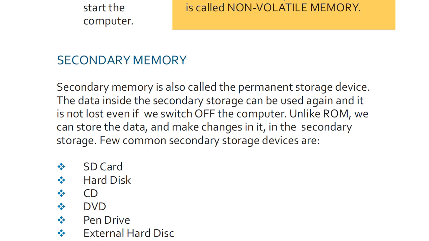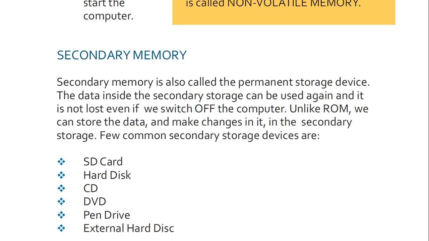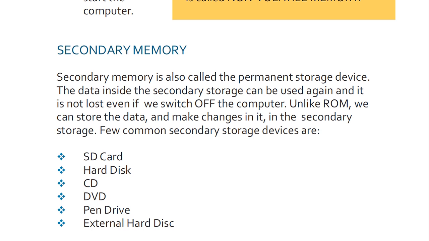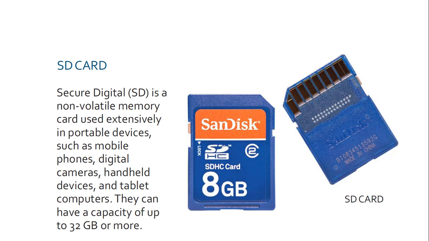Okay students, what are the storage devices in secondary memory? We can see SD card, hard disk, CD, DVD, pen drive, external hard disk, all those things in the secondary memory. One by one we can see. First one is SD card. So look at the picture.